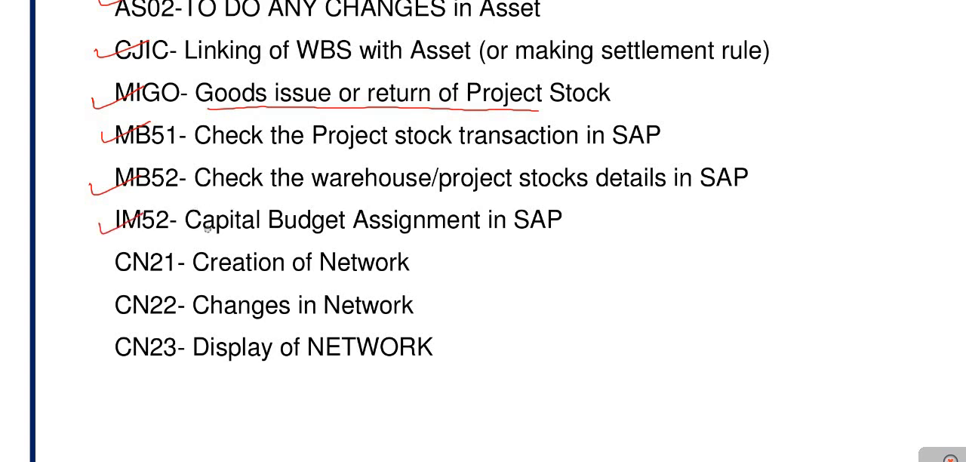IM52, capital budget assignment in SAP. CN21, creation of network activity. CN22, do any changes in the network. CN23, display of the network.